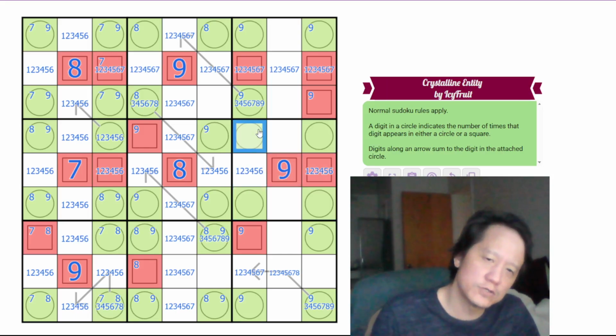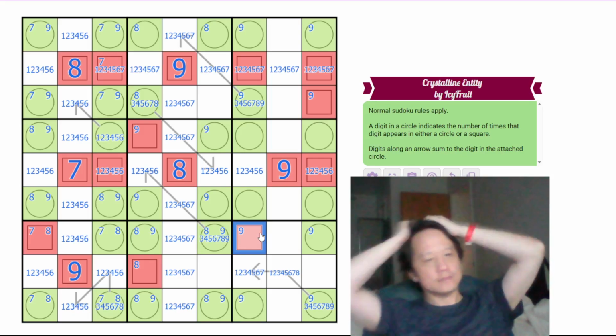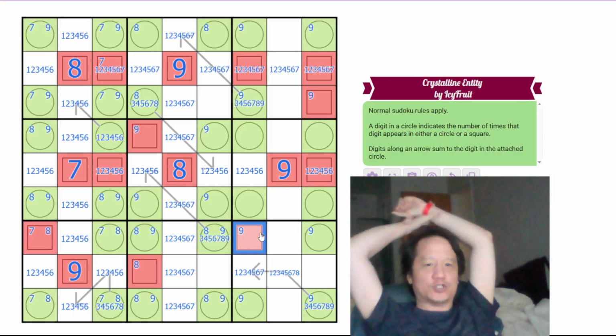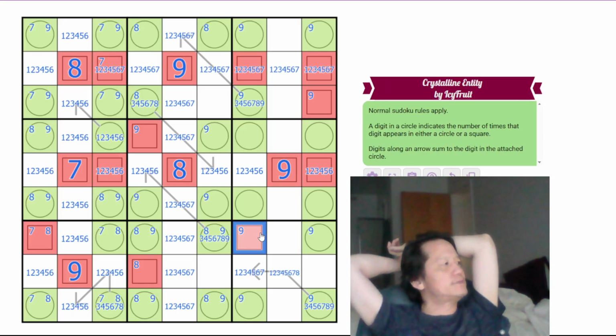There are 6 circles and squares in box 6. There's 6 circles and squares in box 3. There's only 4 circles and squares in box 9. What does that mean? I'm not really sure. 4, 6, 6. That's 16.